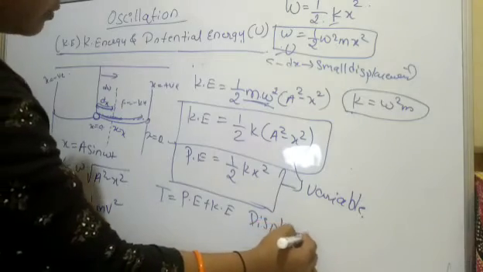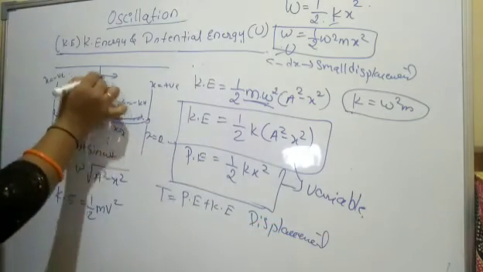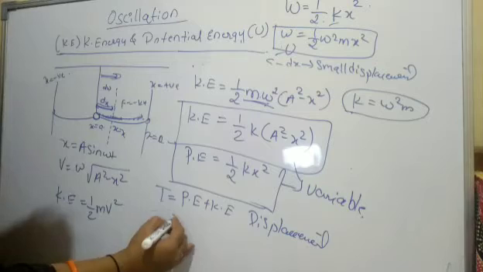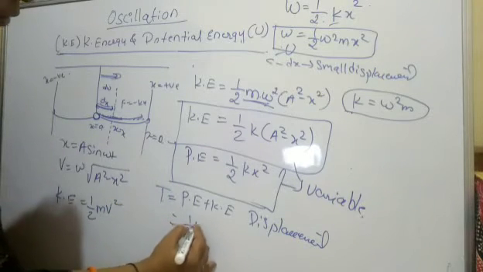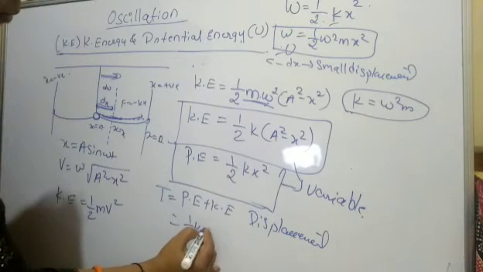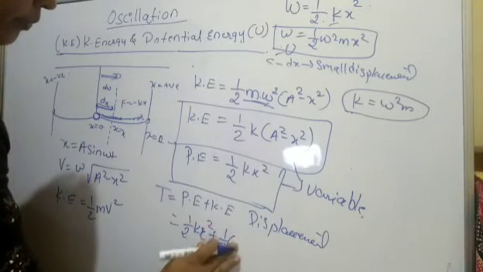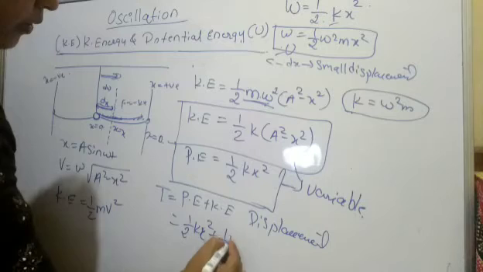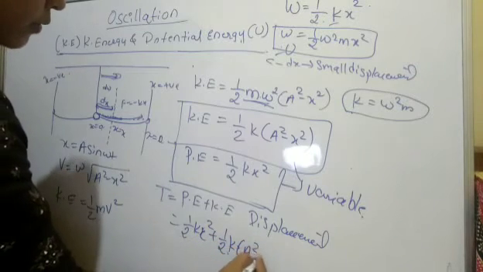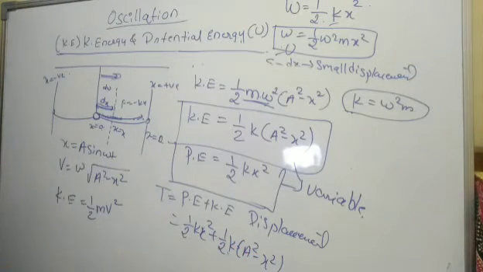First, displacement means what? It is x form. What is that? 1 by 2 kx square, plus 1 by 2 k a square minus x square. A square minus x square here.